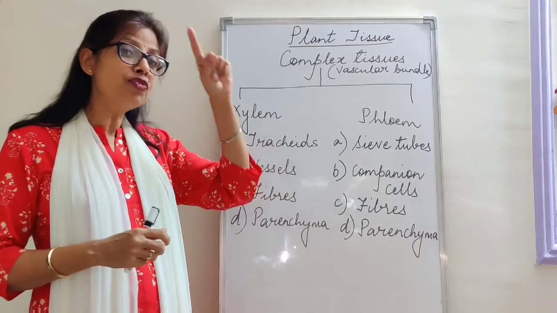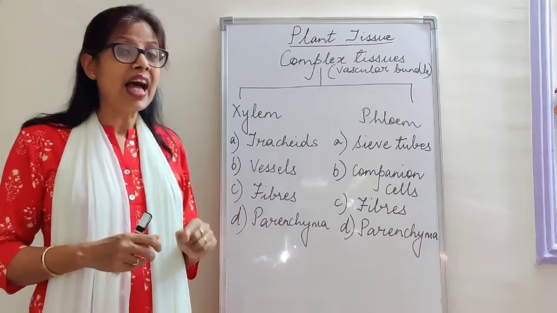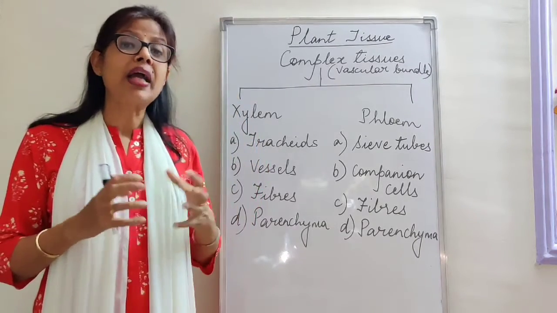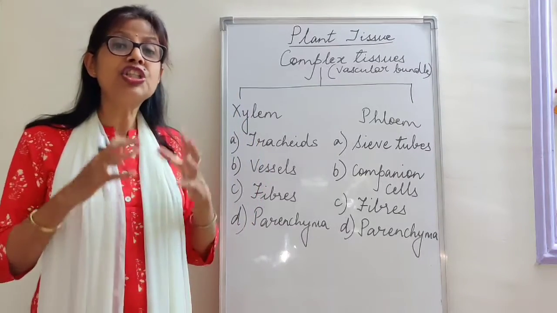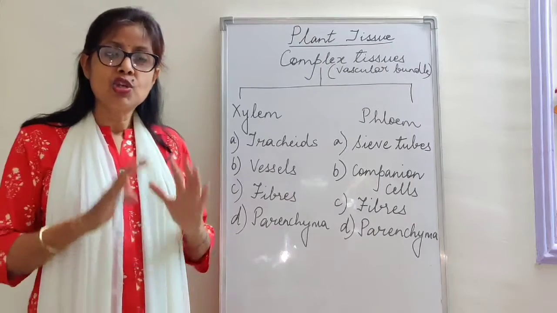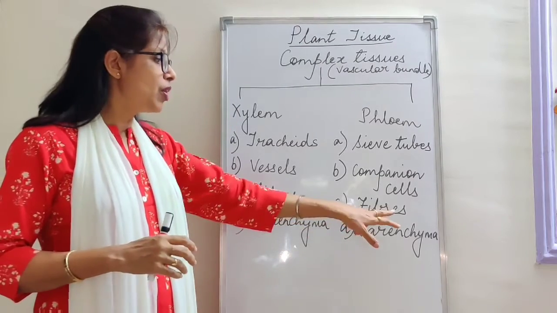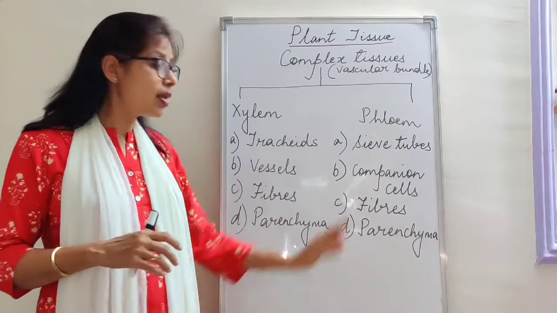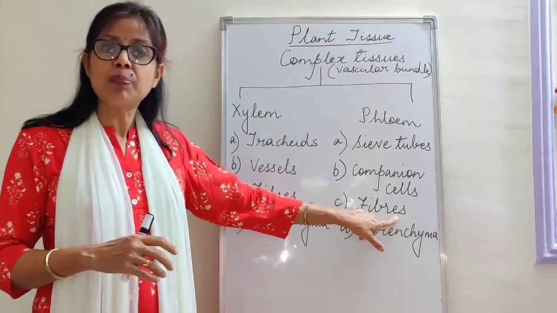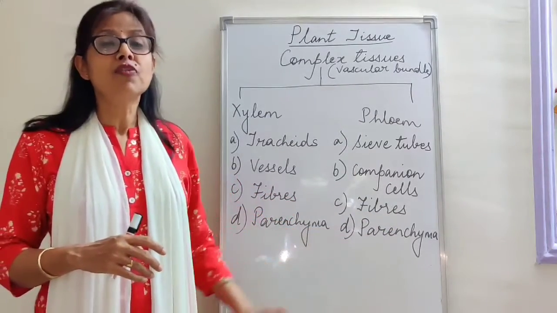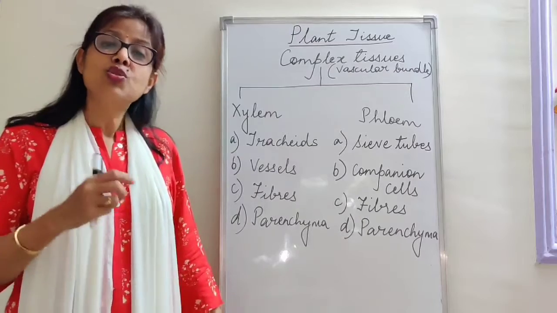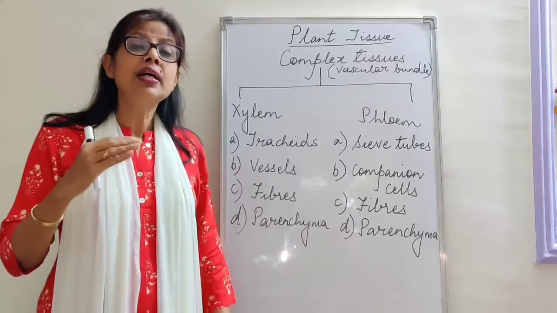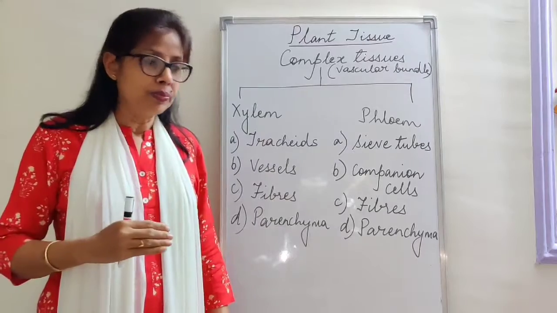But when the food is being passed, there is a chance that the pipe or the tissue might burst. So to give it support, the phloem fibers and phloem parenchyma are there. Actually, fibers give support and parenchyma stores the food, so that when it passes from one end to another, it can get the food.